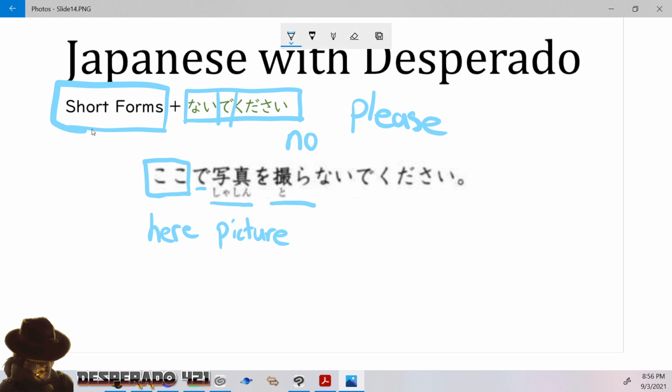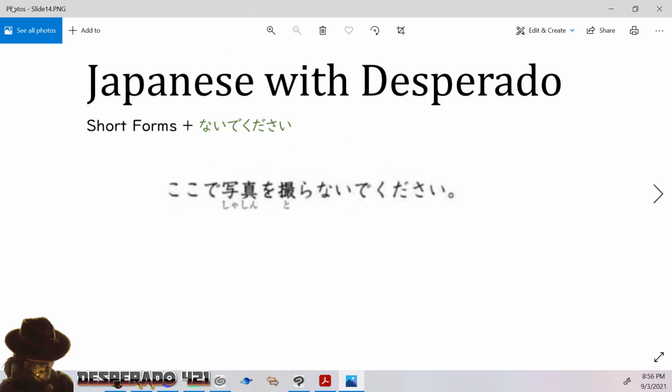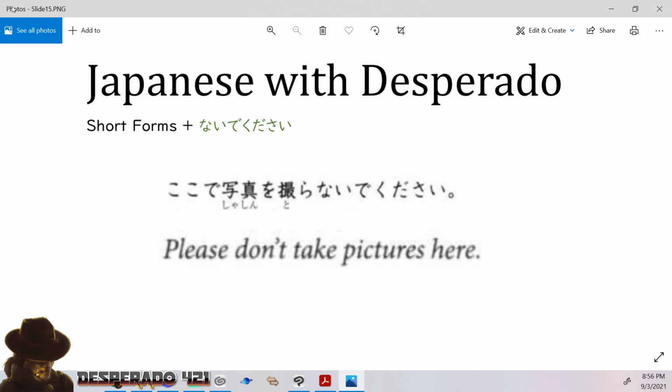Isn't toru like talk? That's to take. Oh. So toranai means what? Don't take pictures. So don't take pictures, please, here. Don't take pictures here. Yeah, very good, fantastic. So koko de shashin o toranai de kudasai.